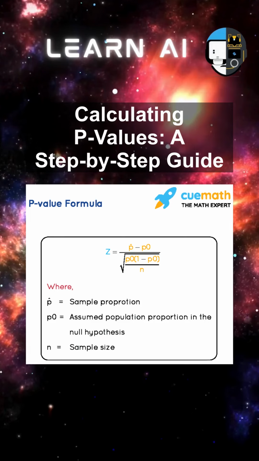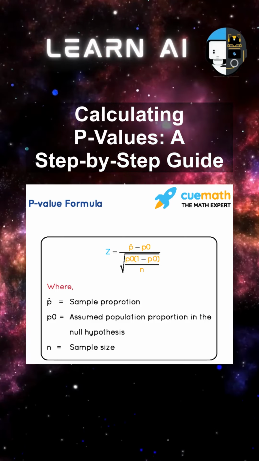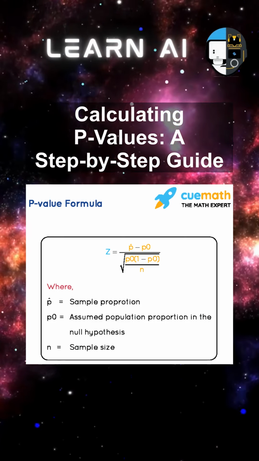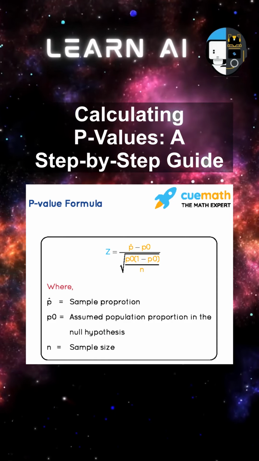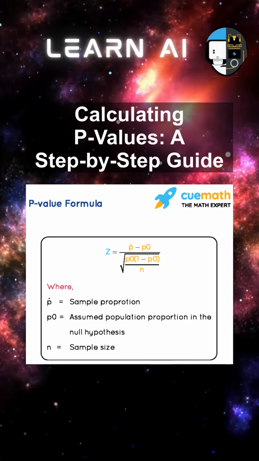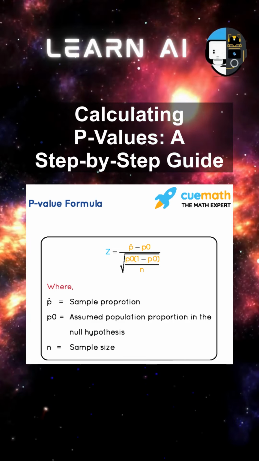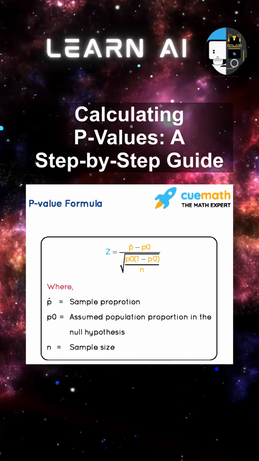Let's illustrate this with a practical example. Suppose we have two sets of data representing test scores from two different teaching methods. We can use a t-test to determine if there's a significant difference between the two methods. We calculate the t-score and then determine the p-value to assess the significance of the results.